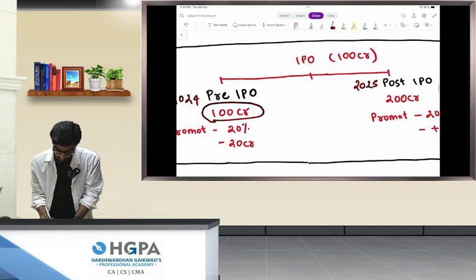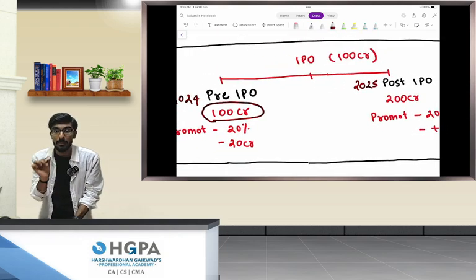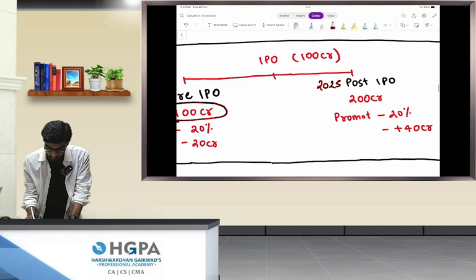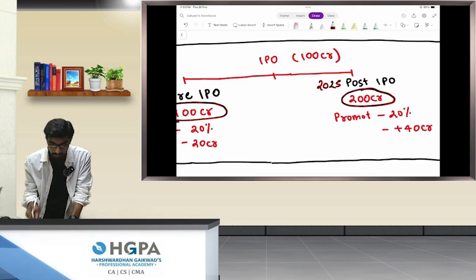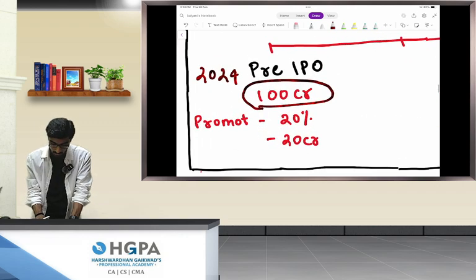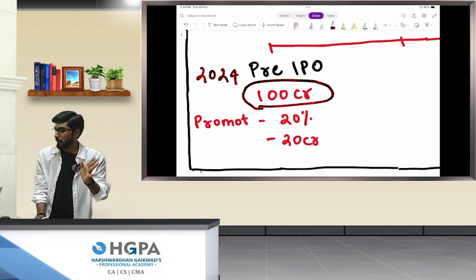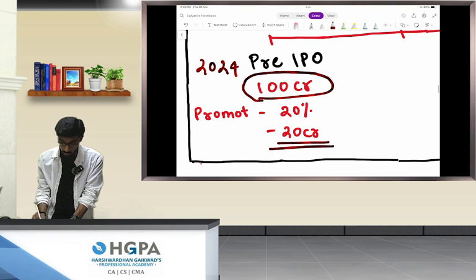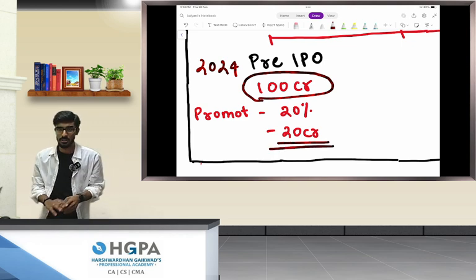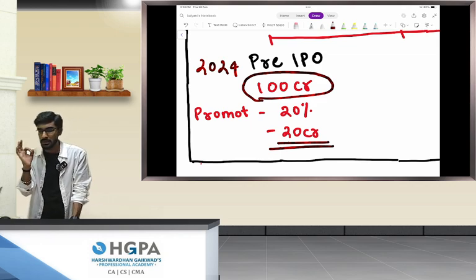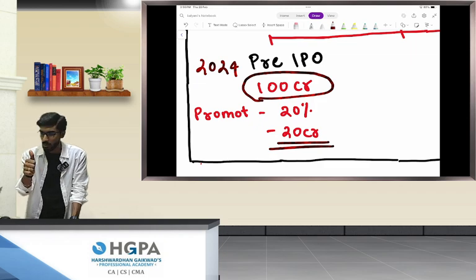So before the IPO, the pre-issue capital was 100 crores. Post-issue capital was 200 crores. Correct? Life is easy. It launched an IPO for 100 crores, that is the reason why this 200 crores is there. Now, promoters were initially holding 20%. That is 20 CR they were holding in the company. Promoters' contribution pre-IPO, promoters' holding was 20%. 20% means 20 CR. Good to go.